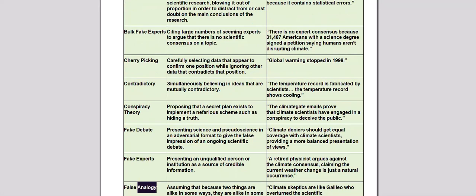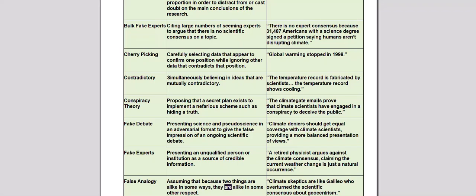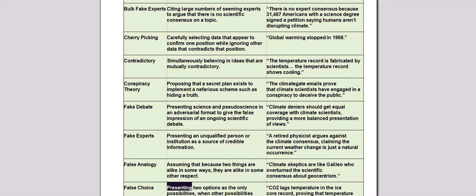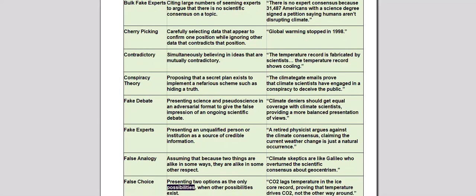False analogy: assuming that because two things are alike in some ways, they are alike in some other respect. Climate skeptics are like Galileo, who overturned the scientific consensus about geocentrism. False choice: presenting two options as the only possibilities, when other possibilities exist. CO2 lags temperature in the ice core record, proving that temperature drives CO2, not the other way around.